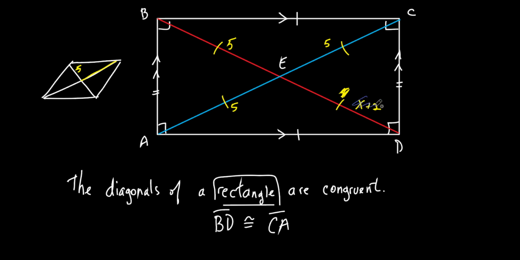Or they might not tell you this is x plus 2. That's too easy because you know they bisect each other. They might tell you this one is like x plus 2. All right? Everybody with me? And what do you do? You set them equal. X plus 2 equals 5. Subtract 2 from both sides. So x is what? 3. You with me? Yeah, you know they're going to do stuff like that.